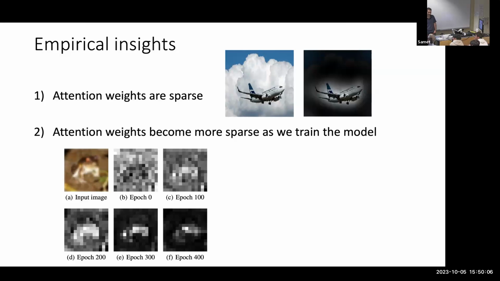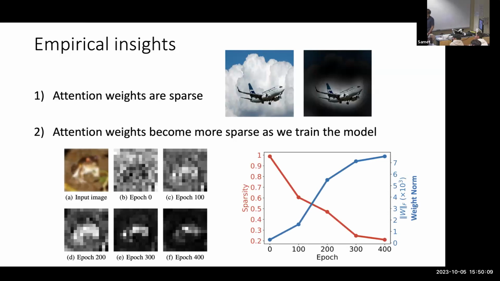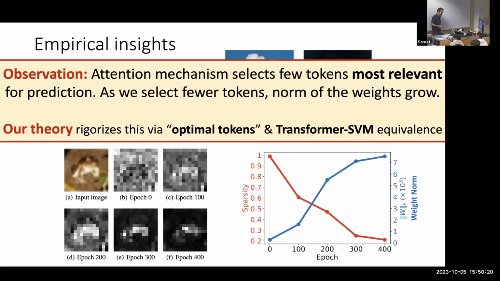It's getting sparser, right? So in fact, you have this behavior: the number of non-zeros, or non-zero fraction, is decreasing, whereas the weights are increasing. So there is clearly a relation between larger weights and more sparsity. Our TLDR is basically that attention selects the few most relevant tokens, which is what people already observe empirically. Another observation is that as we select fewer tokens, the norm should grow. In a second, we will define some notion of optimal token and an attention SVM problem, a connection to support vector machines, to understand this a bit better.